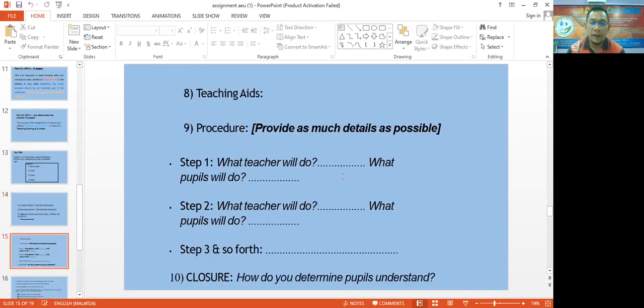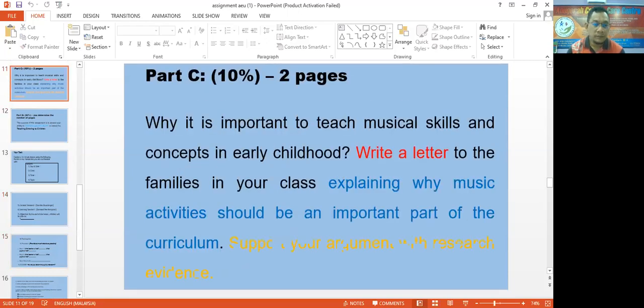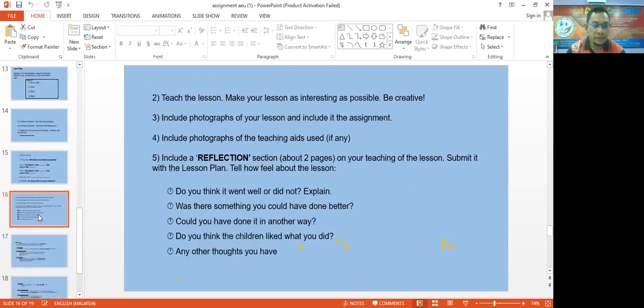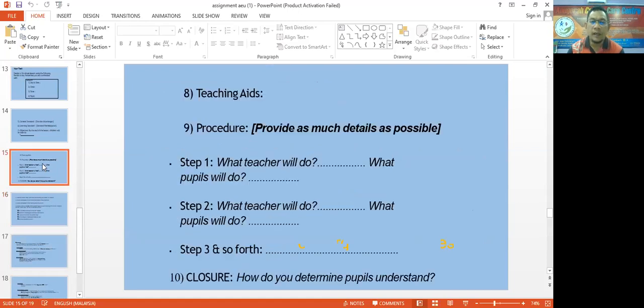Okay, then teaching aids. What are the teaching aids? Then the procedure. Maybe you can write step one in the procedure: what the teacher will do and then what the people will do. Step two, what the teacher will do, what the students will do. Up to you, maybe four or five procedures.